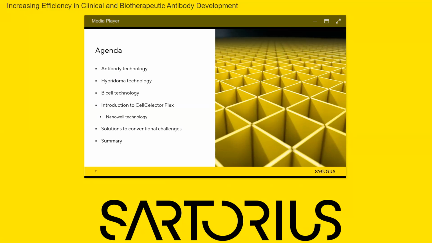So let's take a look at the agenda for today. We'll start the day with a discussion about antibody technology, what's currently available. Then we'll move on to hybridoma technology and the developments surrounding that particular type of technology. Then we'll move on to B-cell technology. And following that, we will have a look at the CellCelector Flex system, have a bit of an introduction to what its capabilities are. Then we will look at some of the proprietary products available for the system. So the nanowell technology will be the focus there. Then we will look at how Sartorius products can provide some solutions to a lot of the conventional challenges you'll have with antibody development. And finally, we will summarize and conclude from there.